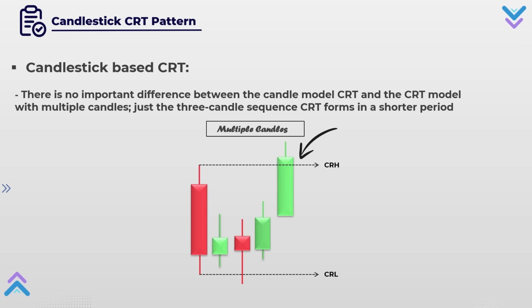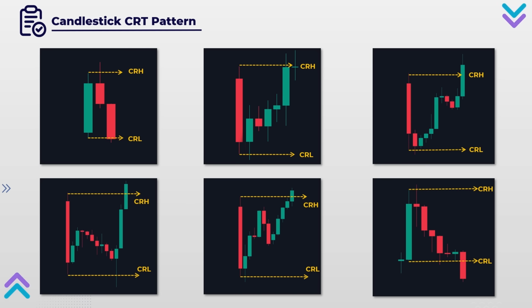These concepts also apply to bearish markets. You can apply these principles across different time frames and on any price action-based chart. To solidify what we have learned so far, let's see more examples of candlestick-based CRT models that we might encounter in the market.